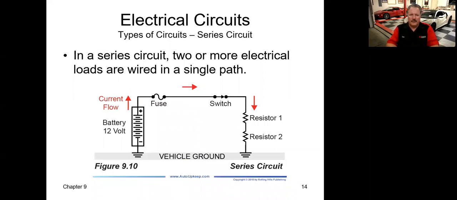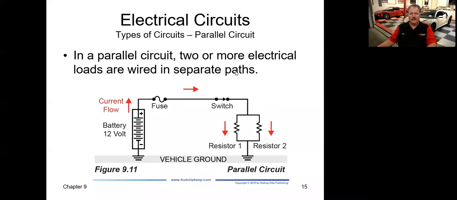In a series circuit, 2 or more electrical loads are wired into a single path. So maybe you have a bulb and a bulb here or whatever it might be, and you have a switch, a fuse, and your power source. If anything in here is disrupted, neither one of these 2 items is going to work. It needs to complete the circuit. So it's just one loop right there.